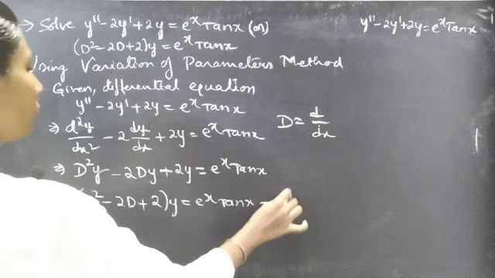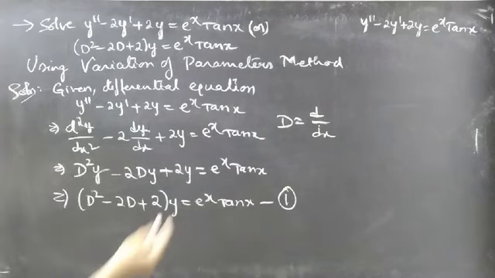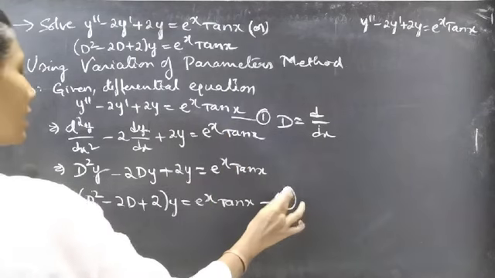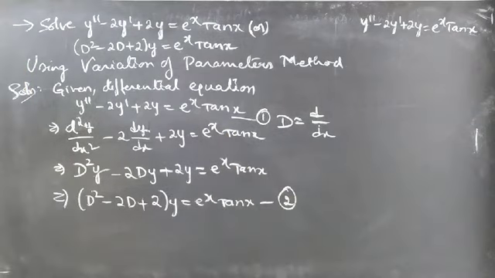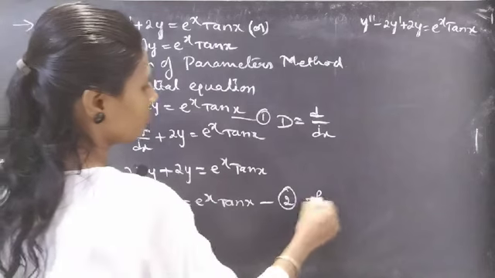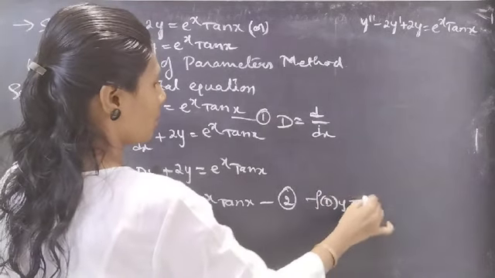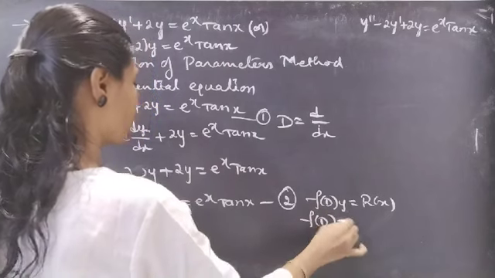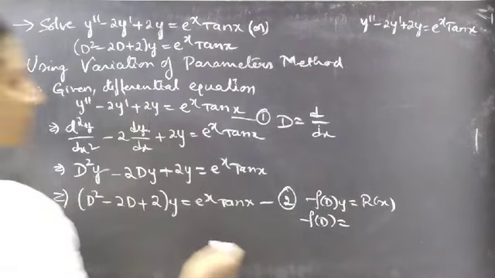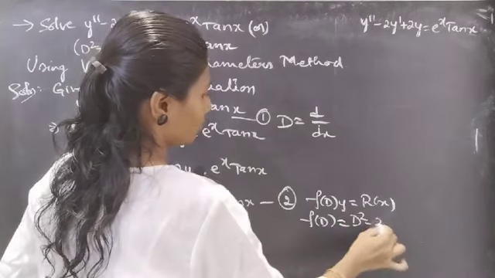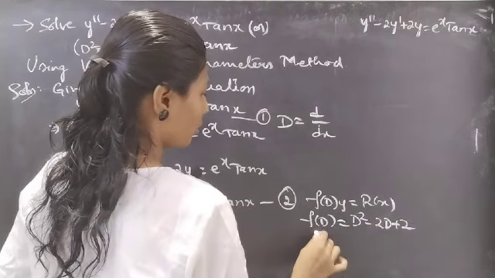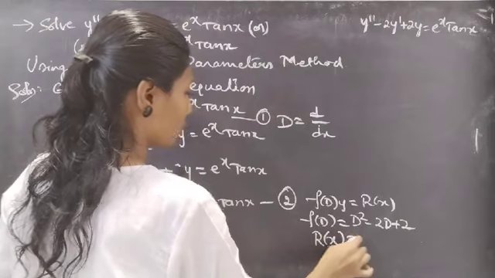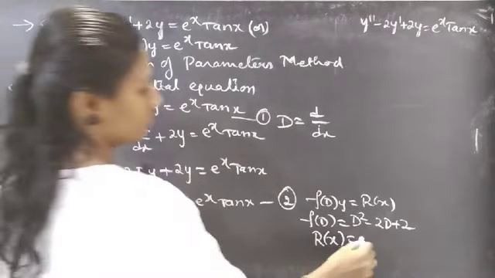Consider the first equation as equation 1 and this one as equation 2 for our convenience. Okay, and this equation is in operator form, say f of d into y equals some r of x, where f of d equals d square minus 2d plus 2, and r of x is e power x tan x.